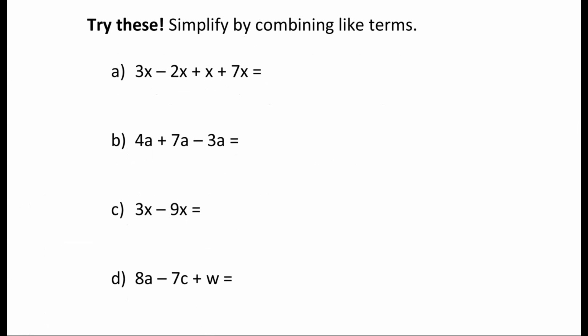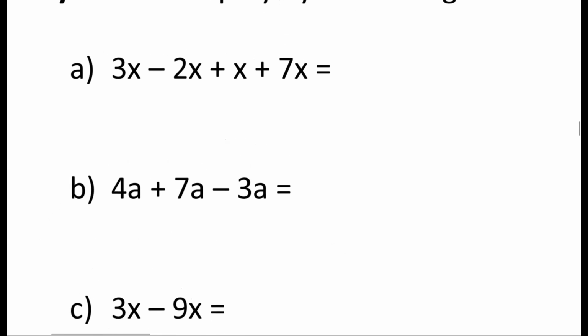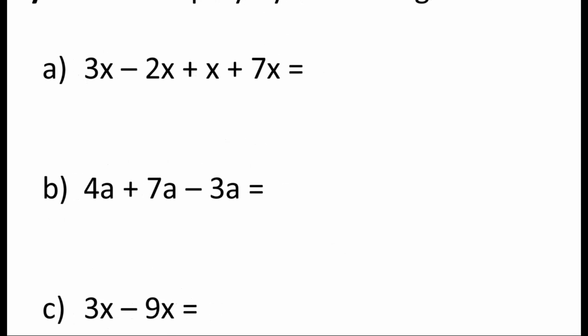On the next page, we're going to try these, and we're going to simplify by combining these like terms. First thing I want to look at is what are my like terms. Remember, terms are broken up by addition and subtraction. So we have 3x, negative 2x, positive x, and positive 7x. All the variables on here are x, meaning we're going to be combining all of these together.